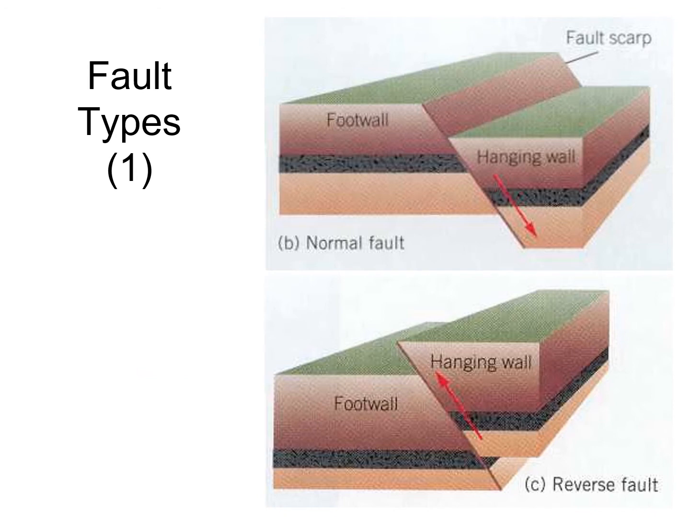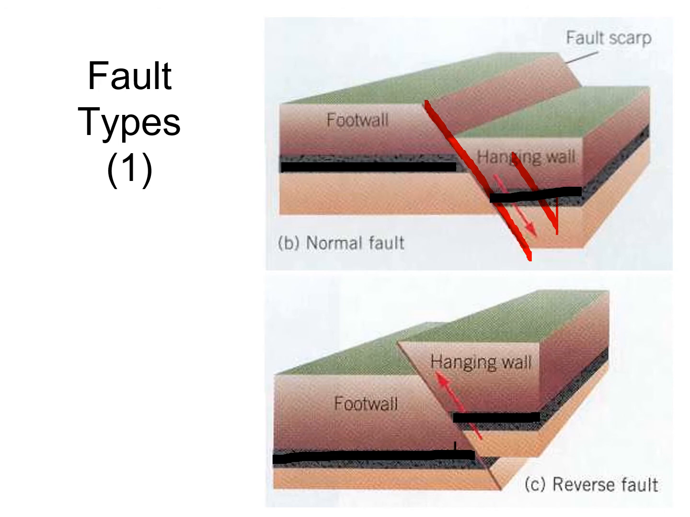Okay, so looking at some simple block diagrams. Here you can see the hanging wall being dropped down relative to the footwall. You can see how this darker layer has been offset there, has been dropped down. Whereas for the reverse fault, the hanging wall has been pushed up, and so you see now that there's an overlap there, while over here there's a gap in that black layer. And so with a normal fault, you have extension of the crust, while with a reverse fault, you have compression of the crust.